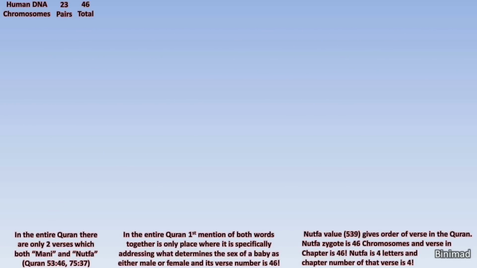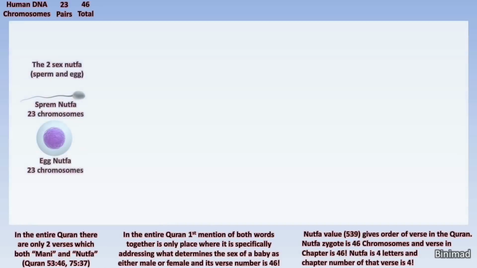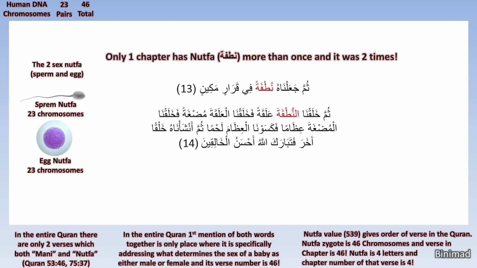Then I remembered that, as mentioned, sperm and egg nutfa, unlike normal human cells, have only 23 chromosomes each, because they will join and together make the full set of 46. So is there a chapter that contains the word nutfa 2 times? Shockingly, I found that throughout the entire Quran, there is only one chapter that has the word nutfa more than once, and it was in 2 separate consecutive verses. The stunning thing is that not only are these 2 verses together, but amazingly the chapter is chapter 23. This is miraculous, perfect harmony, but it does not stop.